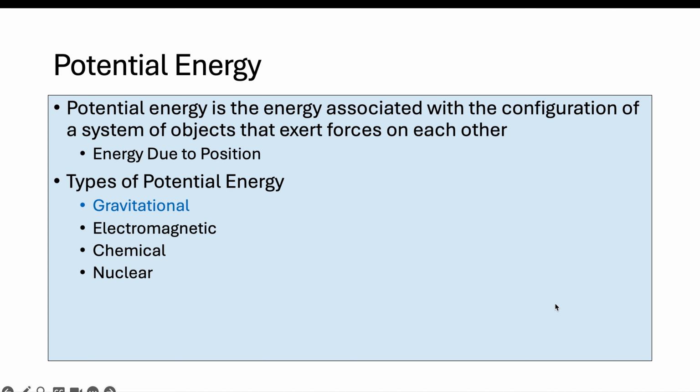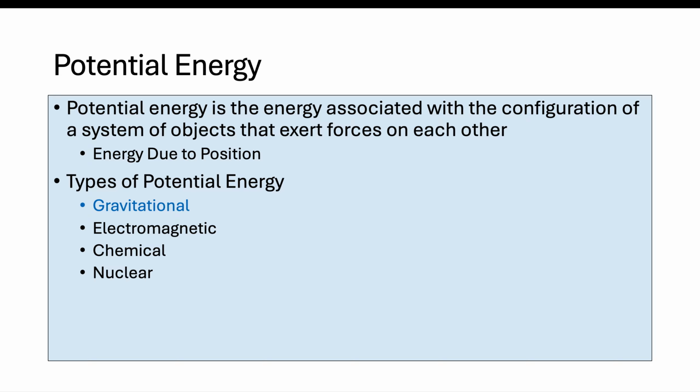Case of work done by forces that are called conservative forces. And when we have conservative forces, we associate potential energy with those forces. And potential energy in general is energy that's associated with some configuration of a system of objects.